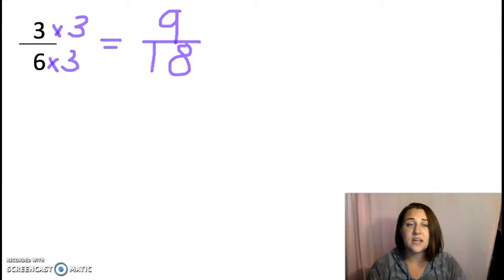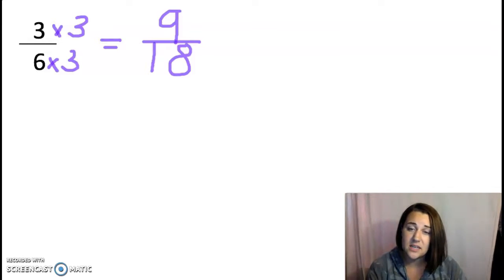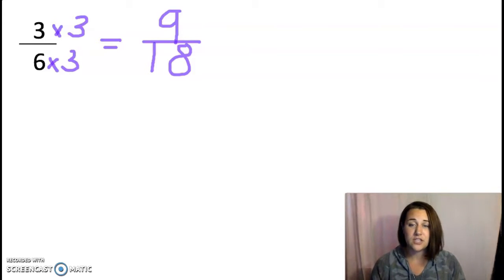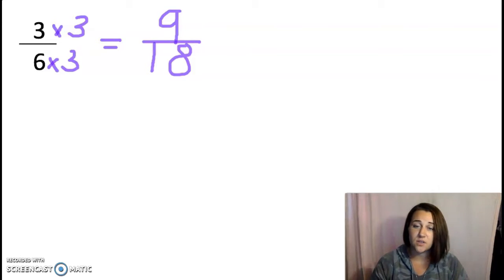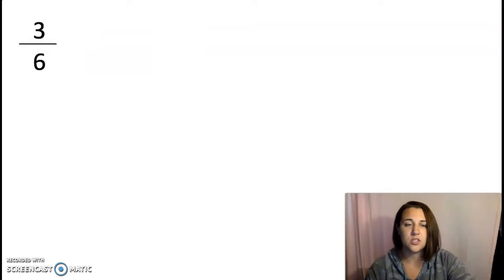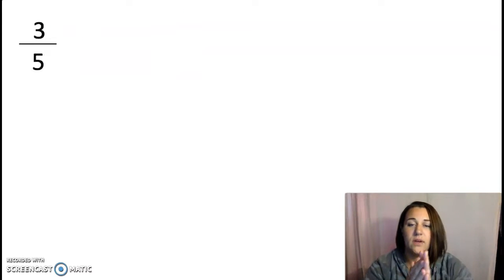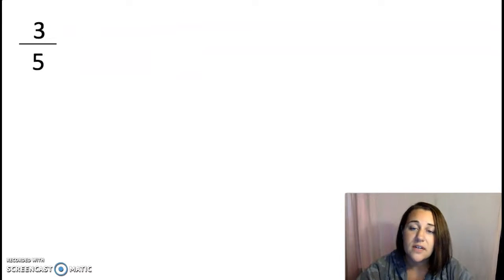And remember, it's not the numbers. I know 3 is not equal to 9, and I know 6 is not equal to 18. But when you put these in fraction forms, the amount is equal, right? Like we saw last week with the circles and the rectangles. Okay, so let's do one more. We have 3/5 now. We're going to find an equivalent fraction to 3/5.